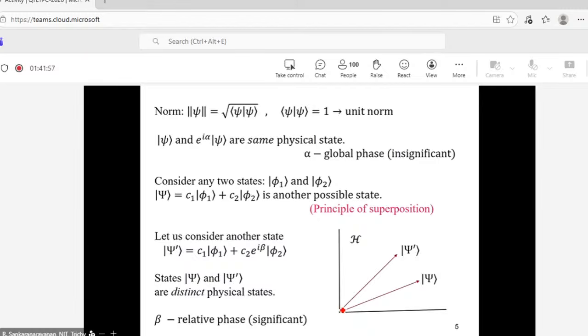So we proceed further by defining what is called the norm. The norm of a state or a vector psi is represented by psi with two vertical lines on either side, which is nothing but the square root of the inner product of psi with psi. And we also make sure that this inner product of psi with psi is equal to 1. If it is equal to 1, we say that the vector psi has a unit norm.